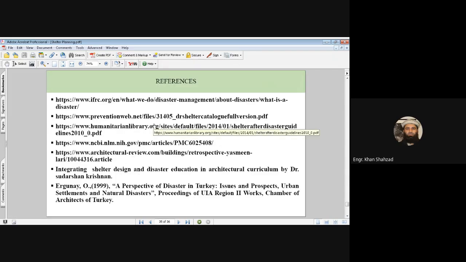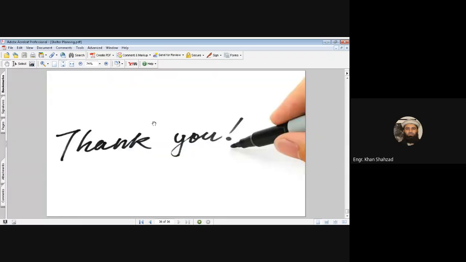When you go back to your study table, check all these references. I hope you will learn something and you will see some new material and some new structure and some new shelters. I hope this will help you. If you have any question, we can discuss.